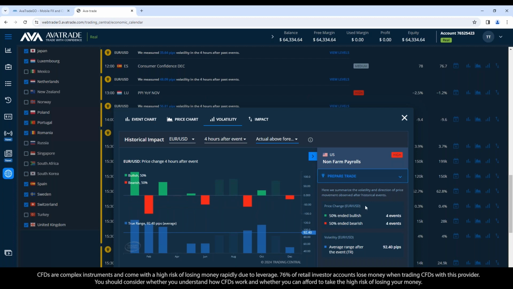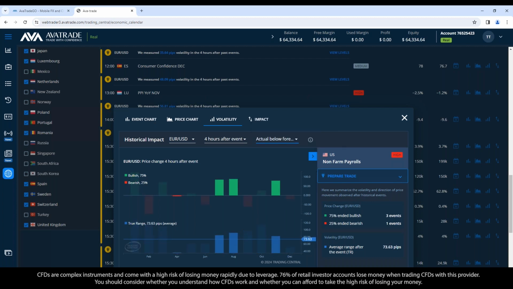Again, I'm not interested in trying to buy or sell on that. It's like a flip of a coin there, 50-50. But if the announcement comes in below forecast for the non-farm payroll tomorrow, look at that. 75% of the time then, the USD weakens and the euro climbs against the USD.